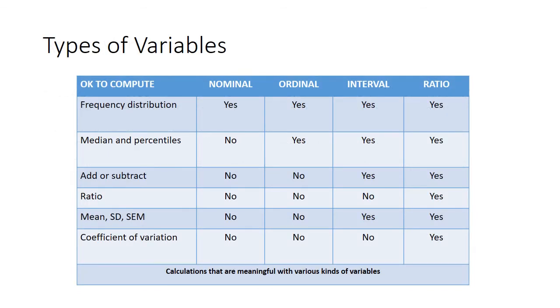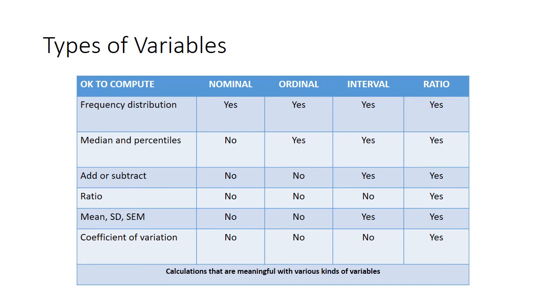So when looking at these various types of variables, there are certain things that are okay to compute with specific types of variables. There are some things that are not really going to be as useful. So for instance, if you're just looking at a frequency distribution, say you're just counting the number of things that pop up in your study. If you're looking at the number of males versus females, or the number of people that rated your teacher's performance as poor versus fair, this is very easy to do, and you can do so with nominal, ordinal, interval, and ratio variables.